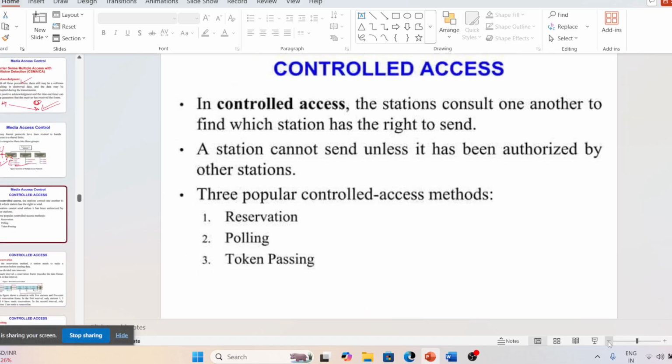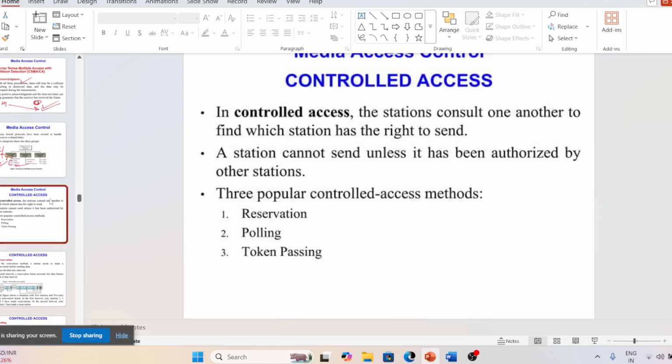Then we are having the control access. In our control access, the stations consult one another to find out which station is to send. Here we are having the control over here.